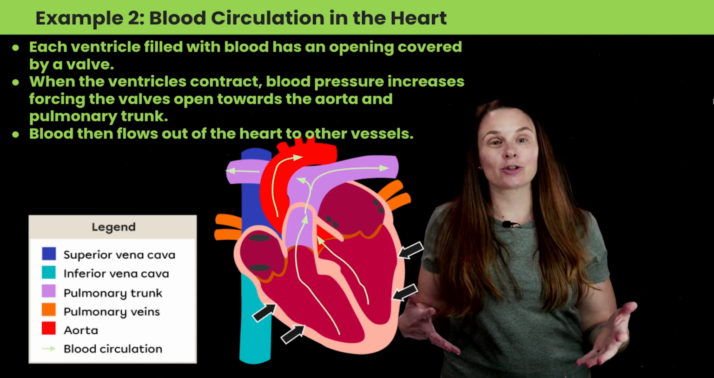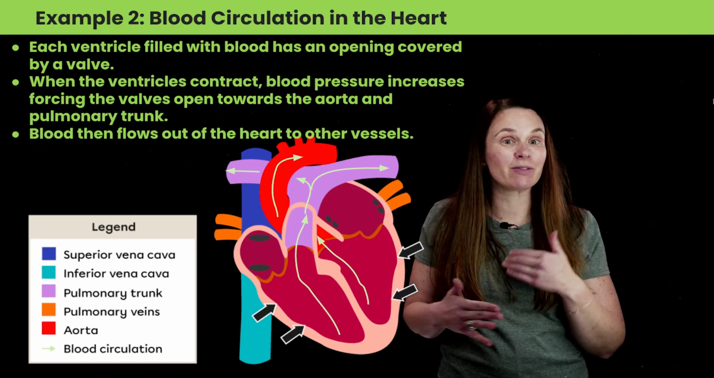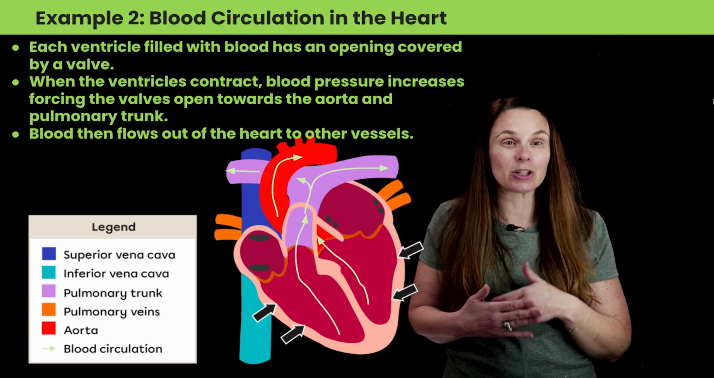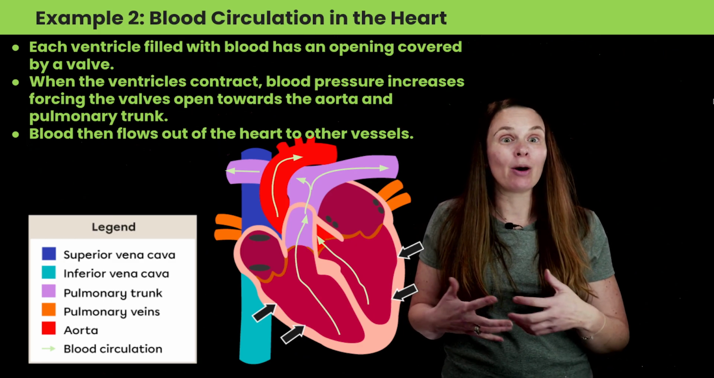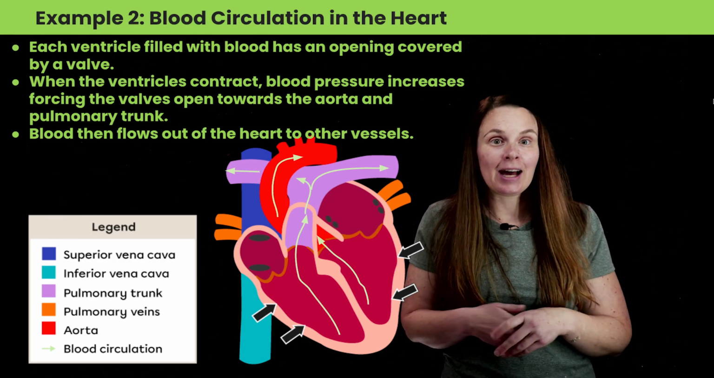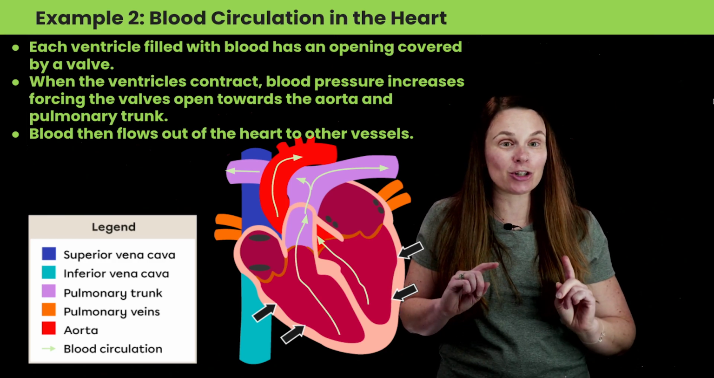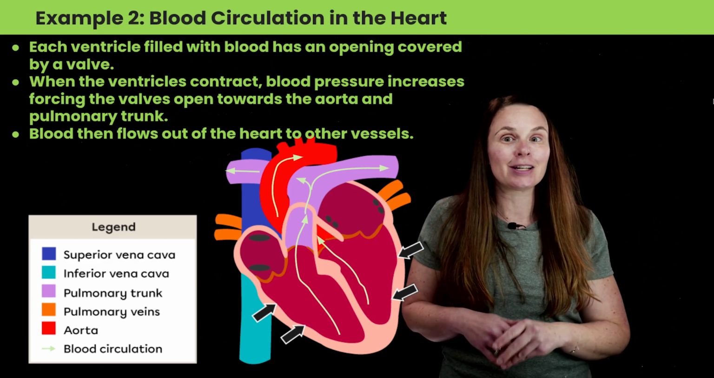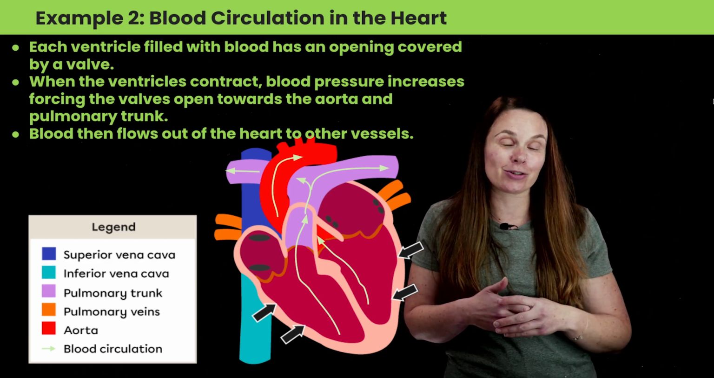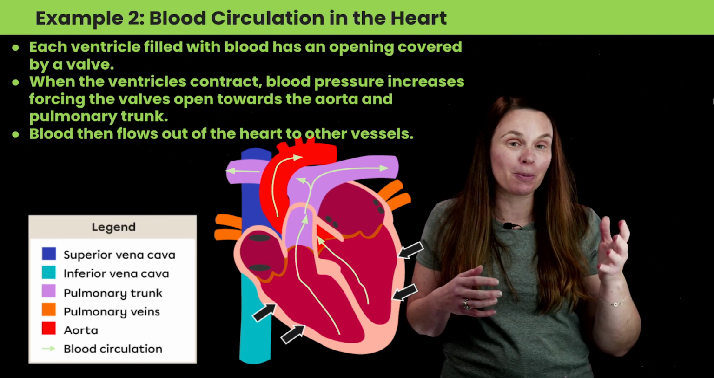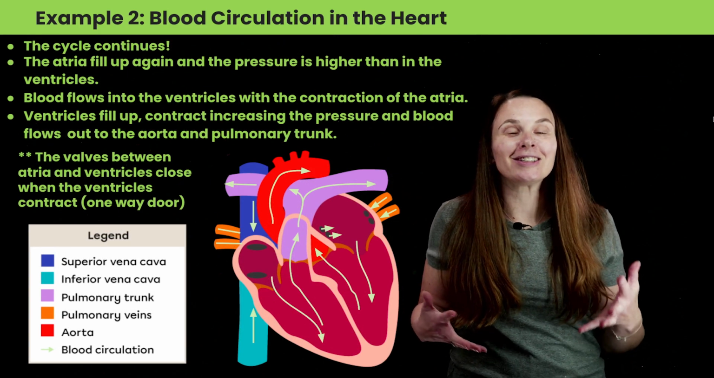So now we have these ventricles that are filled with blood. And they have openings, remember, that are covered with valves, those one-way streets, so that we don't want the blood to go backwards. And so when the ventricles contract, because they are now at an area of high pressure, they are forcing the valves open towards the aorta and the pulmonary trunk, which are the exits out of the heart. So then blood is now going to flow out of the heart to the other vessels. So an area of high pressure to an area of low pressure is where the fluid is going to go, out of the heart. And so the cycle continues, right?